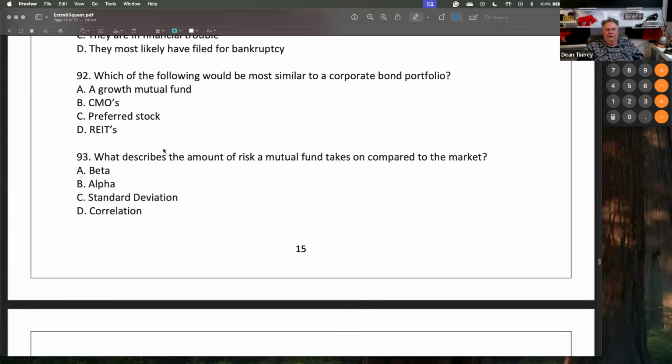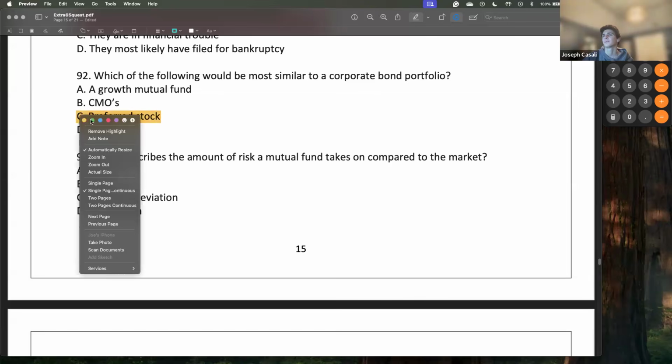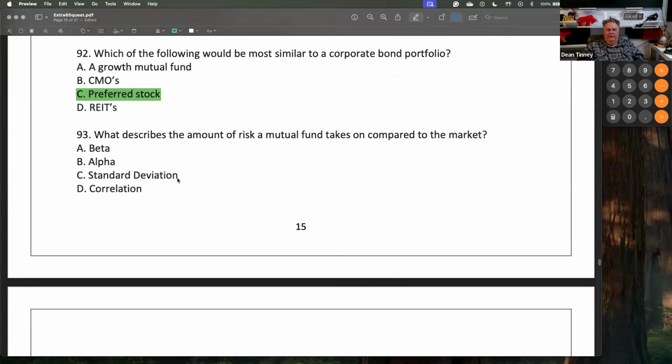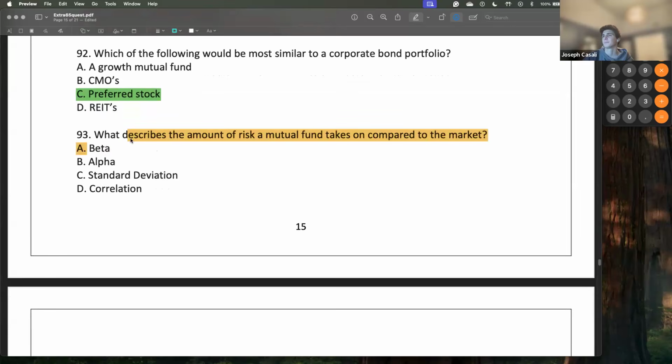Let's see, which of the following would be most similar to a corporate bond portfolio? I kind of like that one. So we're looking for another fixed income investment vehicle. Preferred stock. Right on, right on. What describes the amount of risk a mutual fund takes on compared to the market? Beta. Right on, good job.